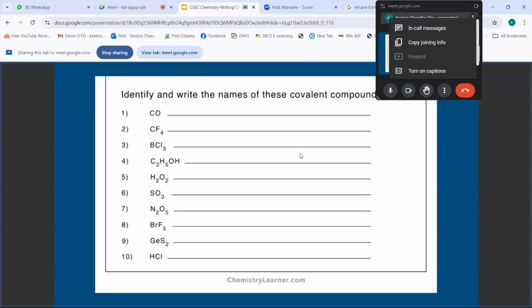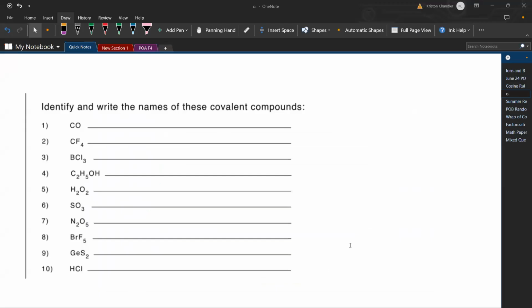So just now we looked at the names and we wrote the formulas. This exercise, you're going to look at the formulas and try to write the names. All right? Think you could handle that for me? All right, so let's take a look at this. We want to write the name of the covalent compounds.